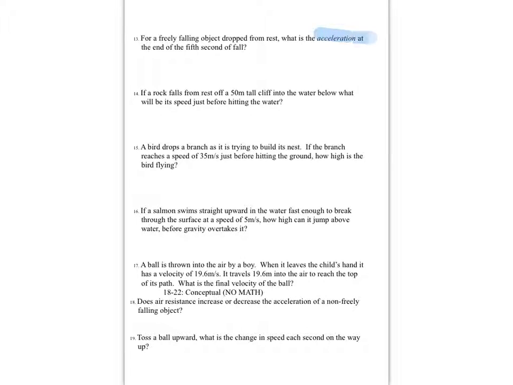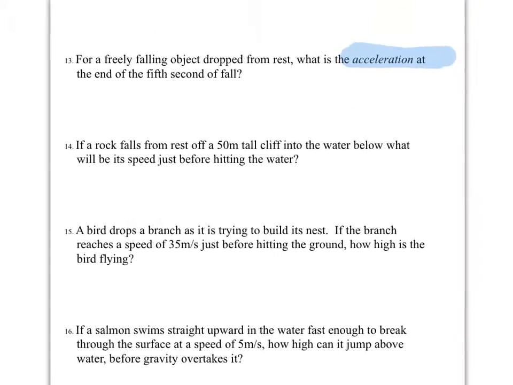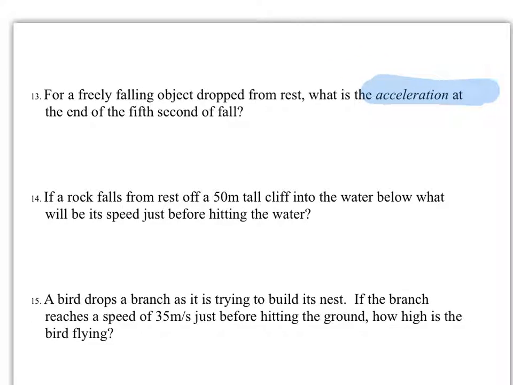Next one, what is the acceleration of an object at the end of the 5th second? So if I'm falling, my acceleration at the top is negative 9.8. My acceleration at the next point, still negative 9.8, still negative 9.8. So at every point on my path, my acceleration is going to be negative 9.8. Gravity. It's a constant. I cannot change it.